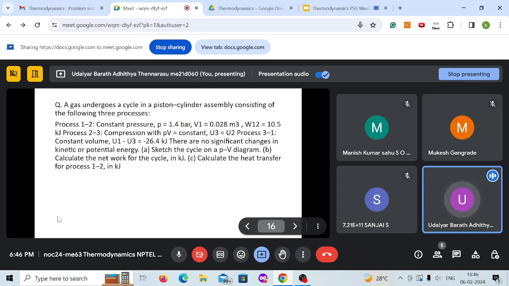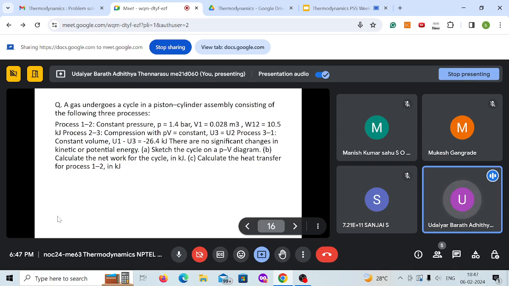So moving on, we have another piston cylinder assembly problem. The gas undergoes a cycle in a piston cylinder assembly consisting of the following 3 processes. Process 1-2 is a constant pressure process at 1.4 bar, and the initial volume is 0.028 meter cube, and the work done in process 1-2 is 10.5 kilojoules. Then process 2-3 has a PV equals constant relation.